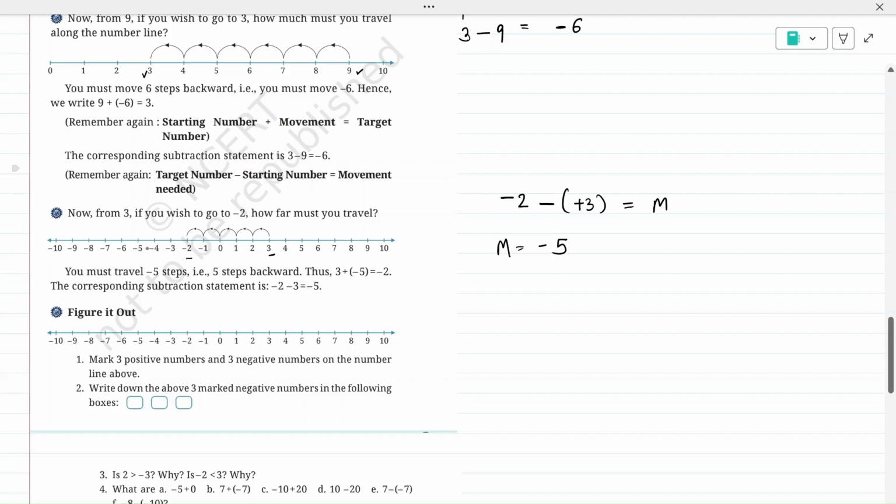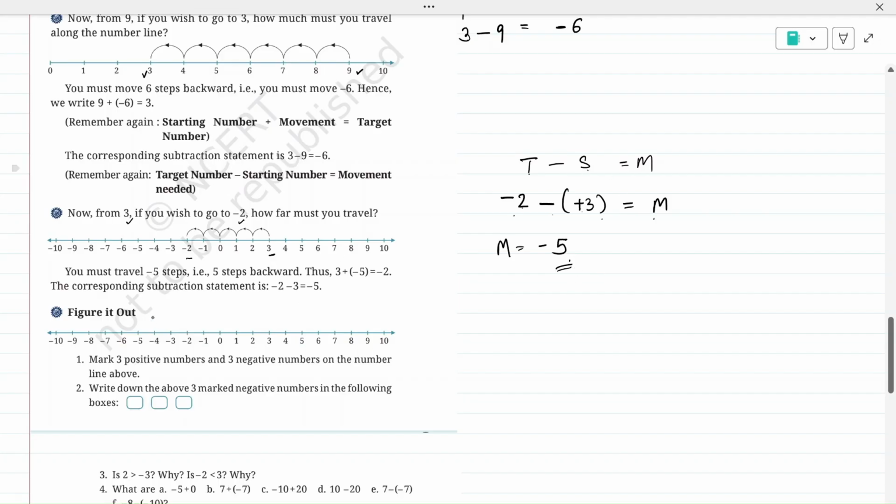Okay, it is clear. See, we have the starting point, we have the target, we have to find the movement. We'll simply put the values in the formula. Target minus starting point will give us the movement. Target is minus 2, minus the starting point, which was plus 3, and we will get the movement. 3 plus 2 is 5, and since it's a backward direction, it is minus 5 here.